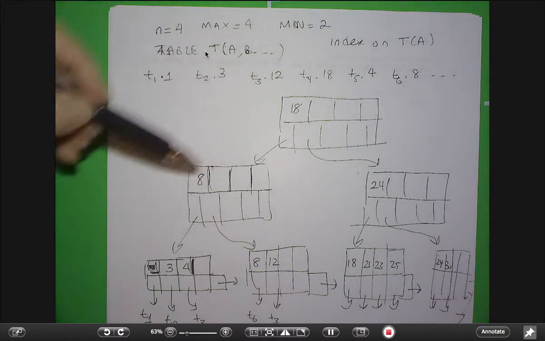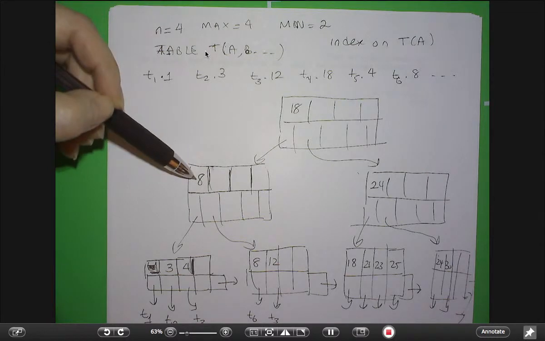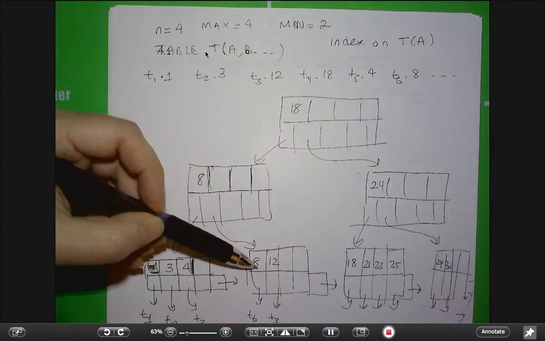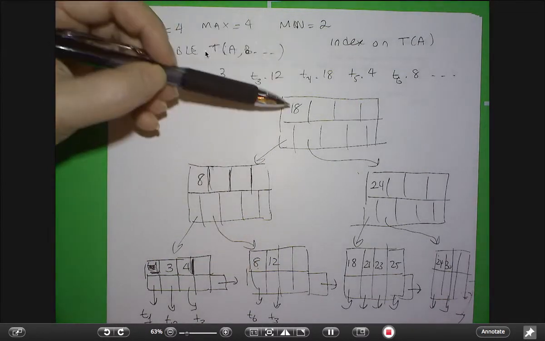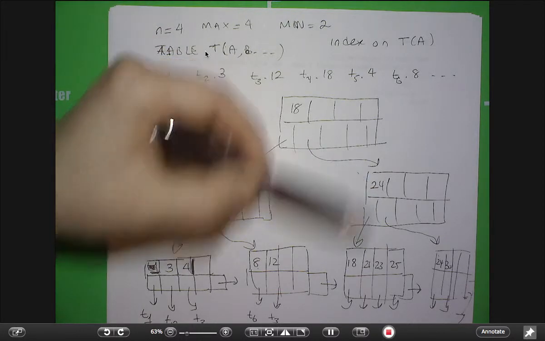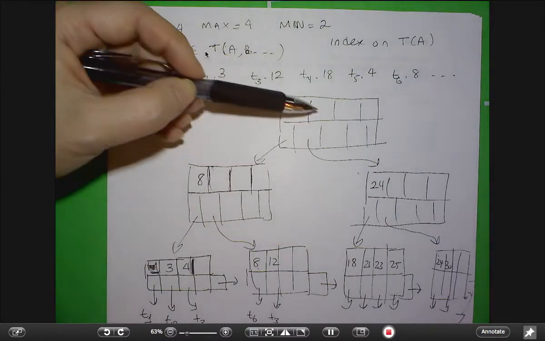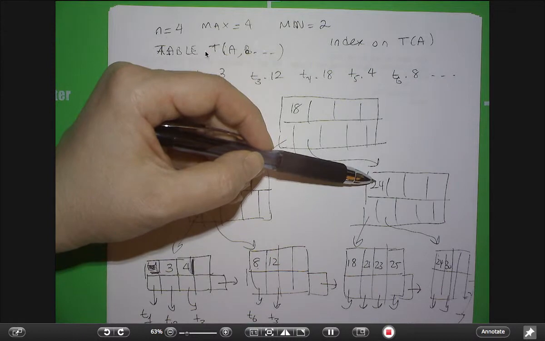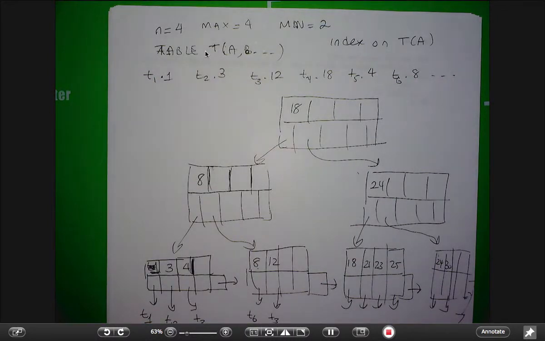And then if it is less than 18 but greater than or equal to 8, I go to this side. If it is greater than 18 but less than 24, I go down here. If it is greater than 18, greater than or equal to 24, I go down here, right? Depending on how you constructed your tree, your search algorithm adapts to this.